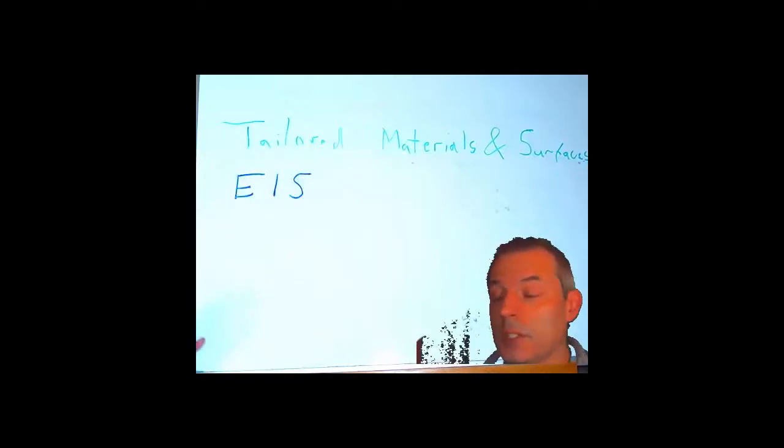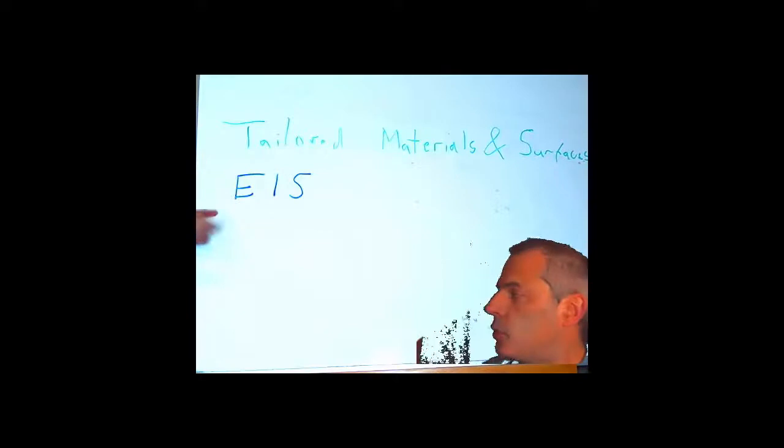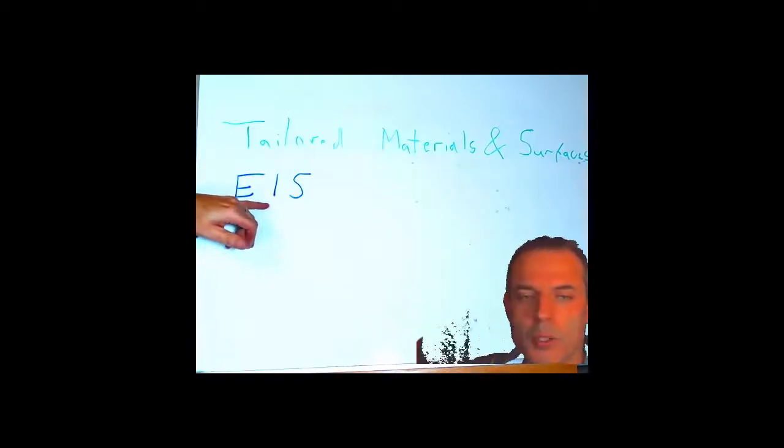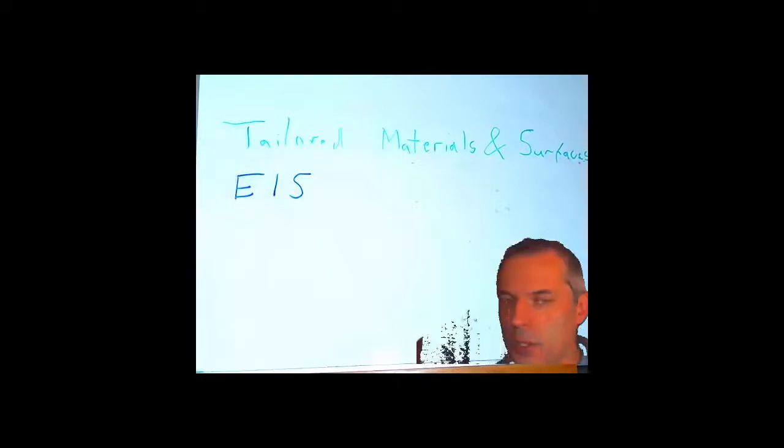So the last technique in our rush through surface techniques would be electrical impedance spectroscopy. So this is where we vary the frequency, because it's spectroscopy, we vary the frequency of an electrical signal and measure how difficult it is, how much energy is lost.